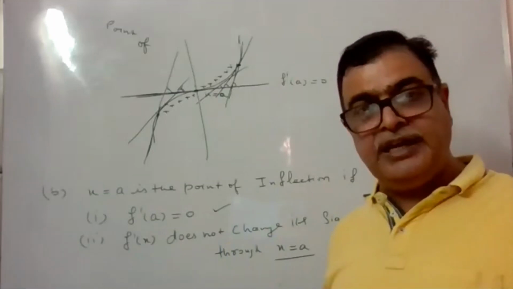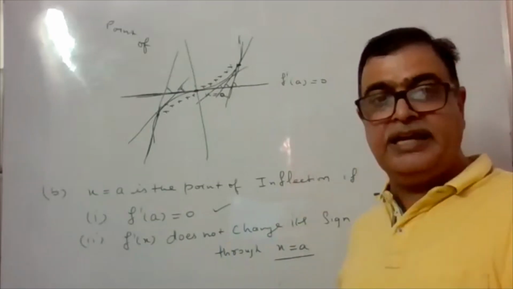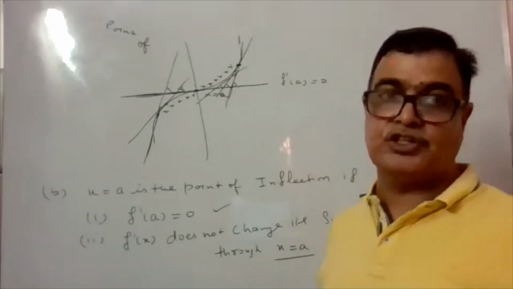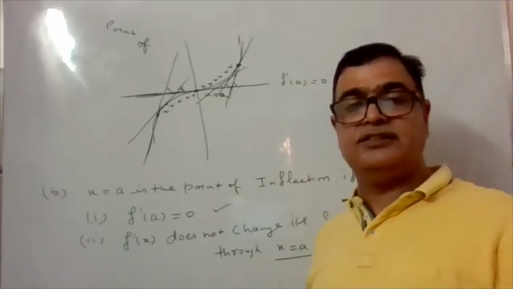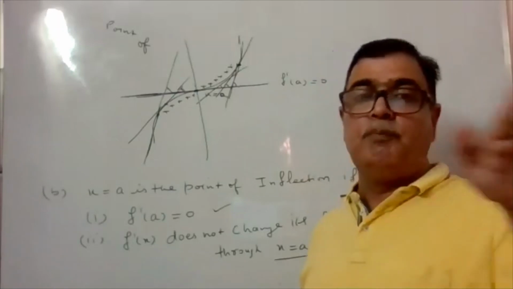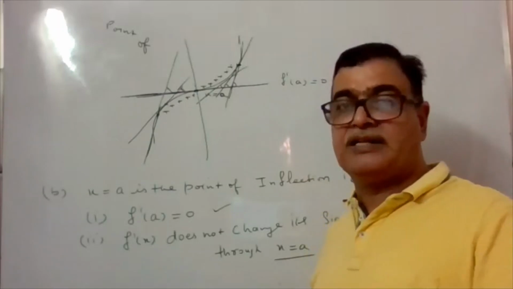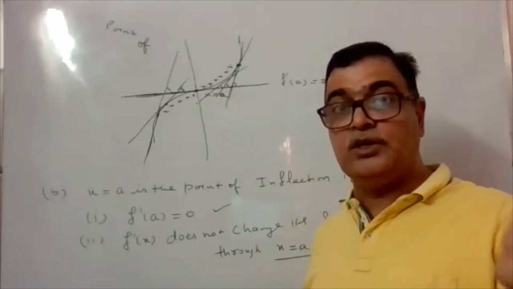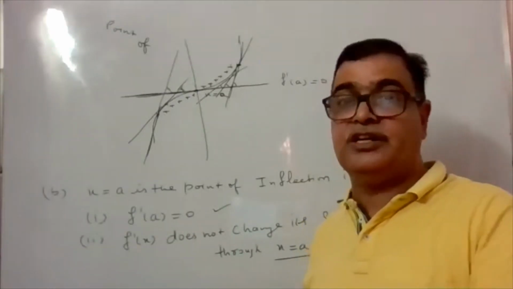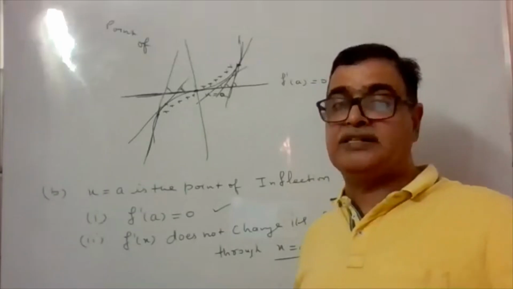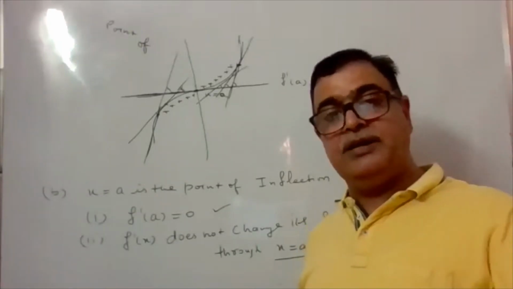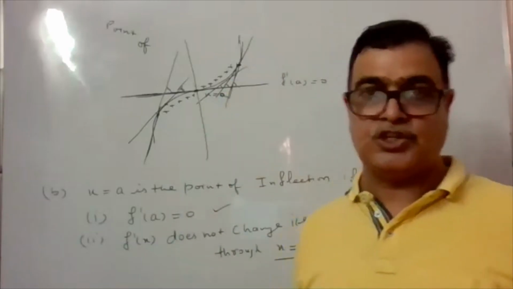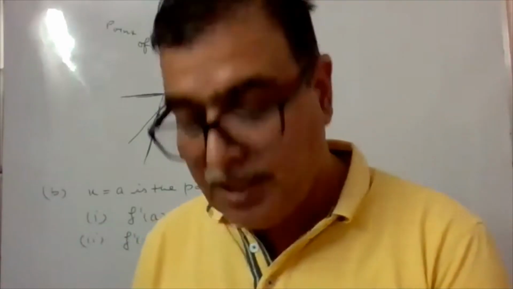So positive to negative, maximum. Negative to positive, minimum. Does not change, point of inflection. And what is a point of inflection? That is the point where f dash a is 0, but the function is neither local maximum nor local minimum. That's why I told you f dash a is equal to 0 is not a sufficient condition for local maximum or minimum. This point can be a local maximum, can be a local minimum, or can be a point of inflection. That you should keep in mind. Now coming on.